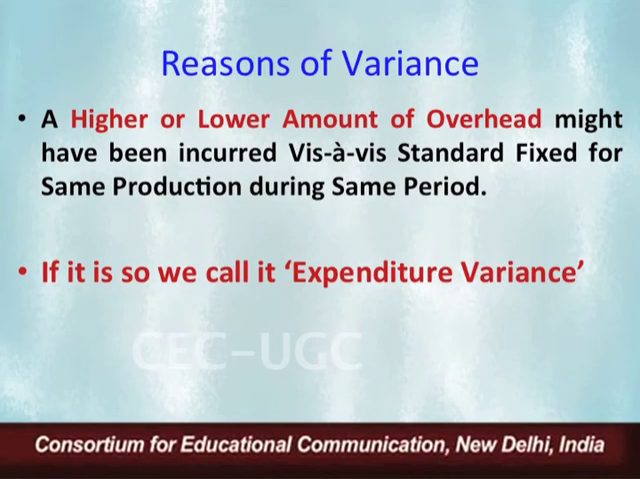So a higher or lower amount of overhead may be incurred in relation to standard fixed for the same production during the same period. And if this is happening, technically, we call it expenditure variance. Why do we call it expenditure variance? The only reason is that the amount of expenditure on fixed overhead is changing, nothing else. Production is constant and my time is also constant. What is changing? The expenditure only. That is why we are calling it expenditure variance.